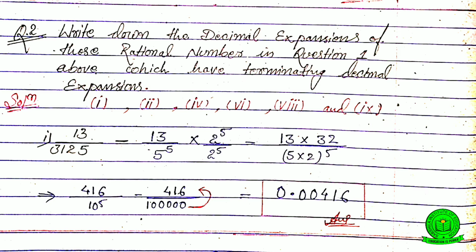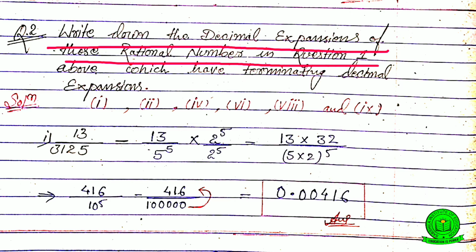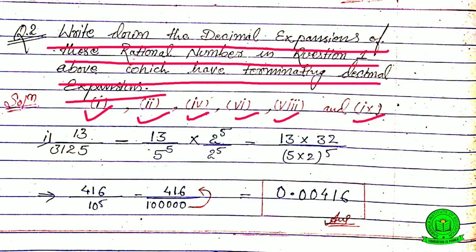See question number 2. Question number 2 wants to say: write down the decimal expansion of those rational numbers in question number 1 above which have a terminating decimal expansion. Okay, what do we have to do?